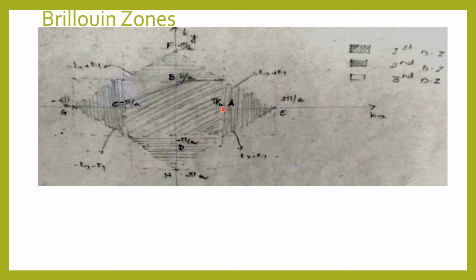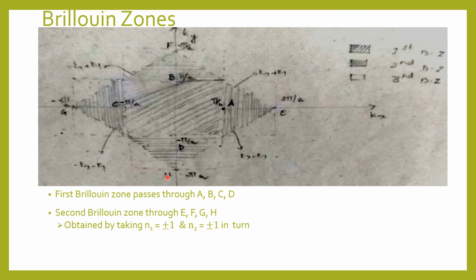It will cut at plus pi by a and minus pi by a on the kx axis, and at plus pi by a and minus pi by a on the y axis. So the first Brillouin zone passes through A, B, C, D. Second Brillouin zone will pass through E, F, G, H, which can be obtained by taking n1 equal to plus or minus 1 and n2 equal to plus or minus 1 in turn.